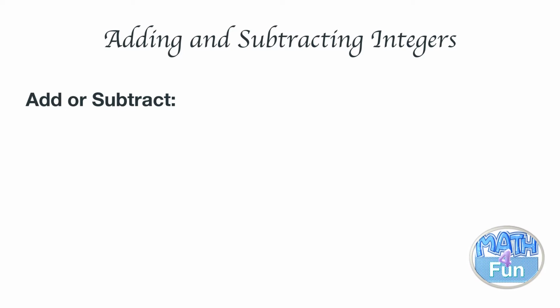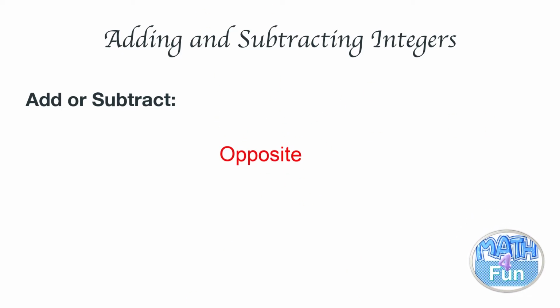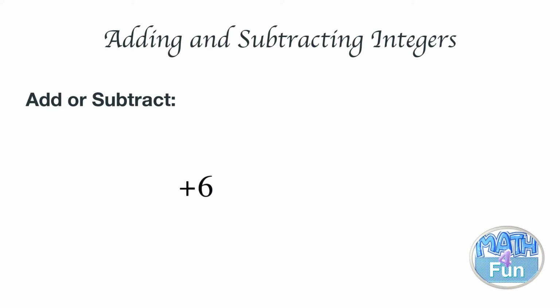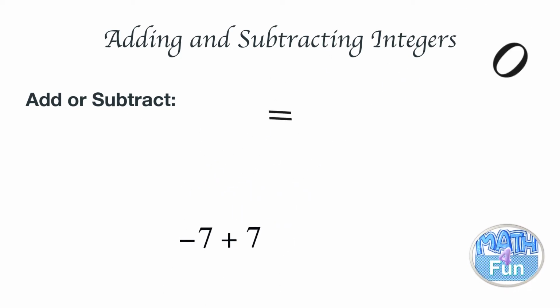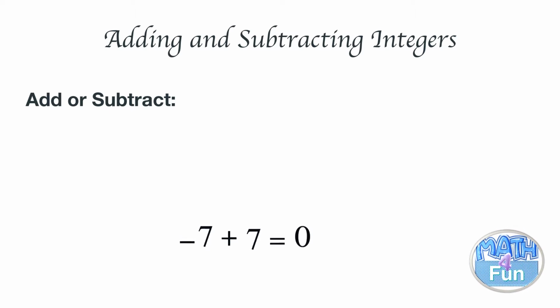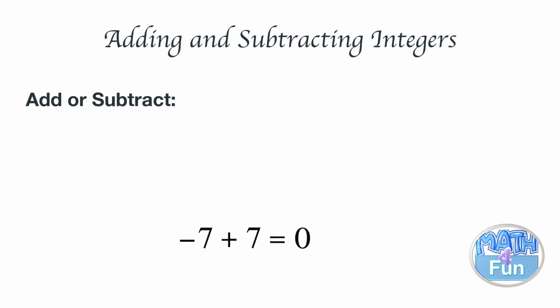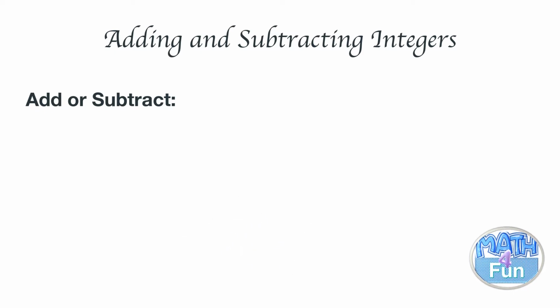Add and subtract integers. How do we do that? Let us start from a point: any two numbers that are opposite to each other, if you add them, will be equal to 0. What do I mean? If you have plus 6 and minus 6, their answer is going to be 0. Minus 7 plus 7, they are going to be equal to 0. All numbers that are the same but have opposite signs, if you add them together, will be equal to 0. Remember this.